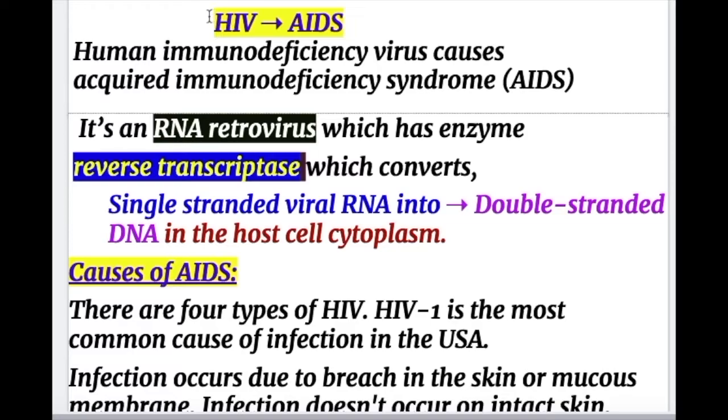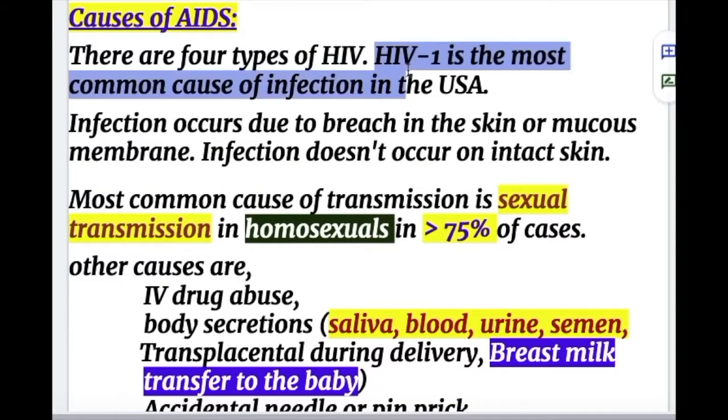HIV, human immunodeficiency virus, causes acquired immunodeficiency syndrome, AIDS. So HIV virus is an RNA retrovirus which has an enzyme, reverse transcriptase. What the reverse transcriptase does, it converts single-stranded viral RNA into double-stranded DNA in the host cell cytoplasm. So a retrovirus, RNA virus which has the reverse transcriptase which converts single-stranded viral RNA into double-stranded DNA in the CD4 cell.